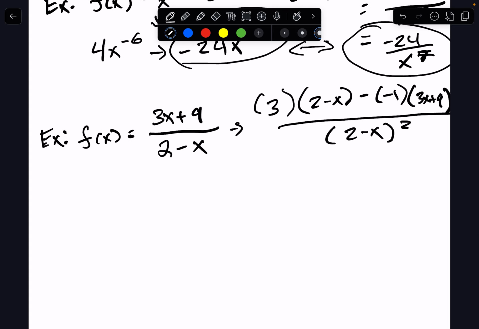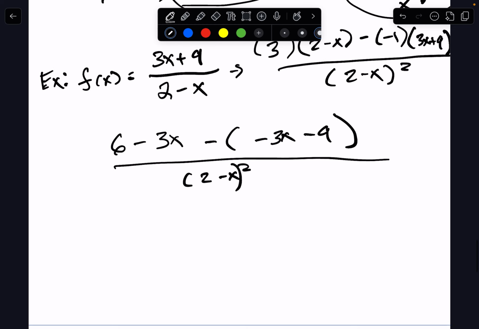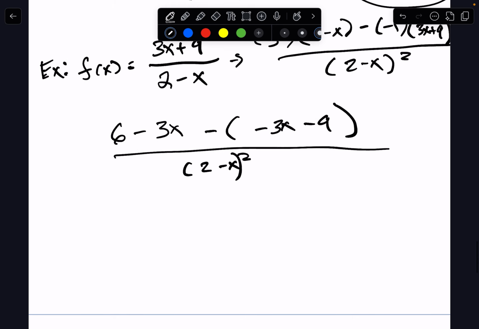So now you'll get 6 minus 3x. And then remember the subtraction sign here. What I like to do is block that out for a second and just do the right side of the equation. So minus 1, you would get minus a negative 3x minus 9, all over 2 minus x, squared. Make sure you keep those parentheses there. I almost made a mistake there. And then you just simplify it out again.